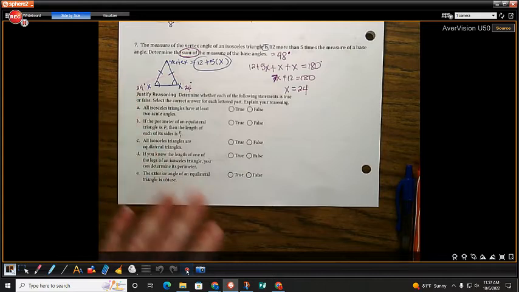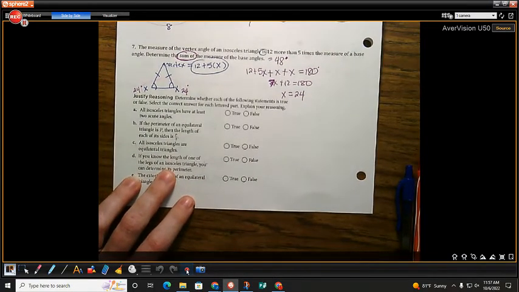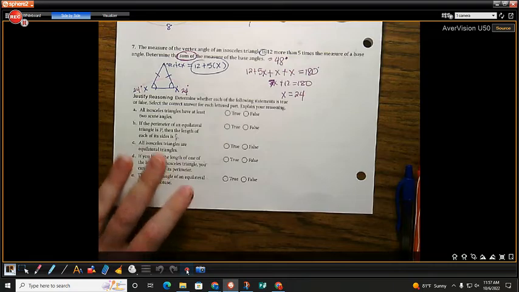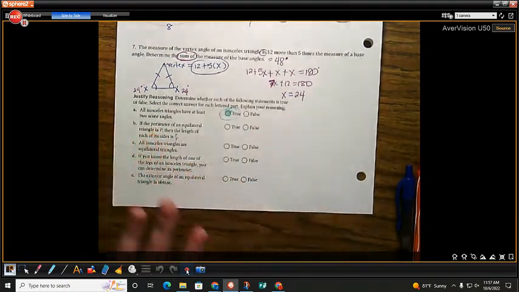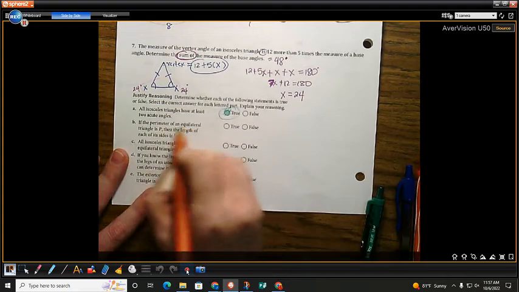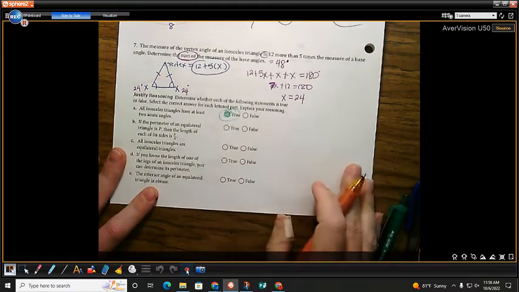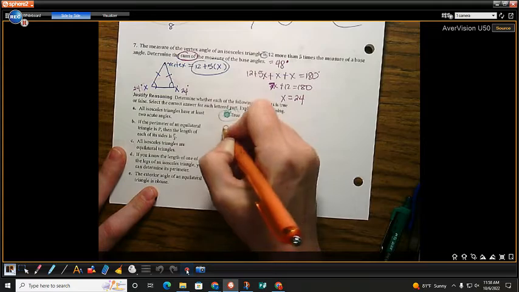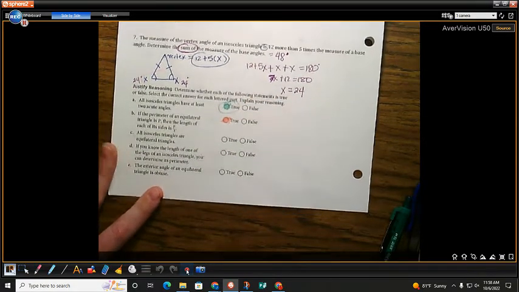All right, let's argue about it a little. Okay. A, all isosceles triangles have at least 2 acute angles. True. In fact, every triangle has at least 2 angles that are acute. It's that third one that throws you off. Okay? Number B. If the perimeter of an equilateral triangle is P, the length of the sides is P divided by 3. True or false? True. They've got to be the same size, and so you have to divide evenly by 3.